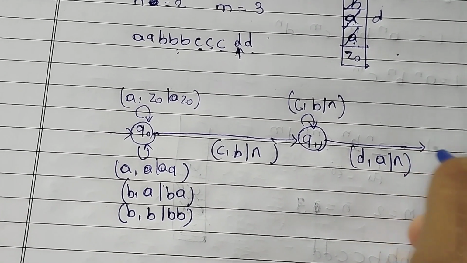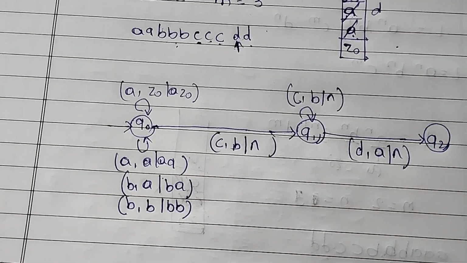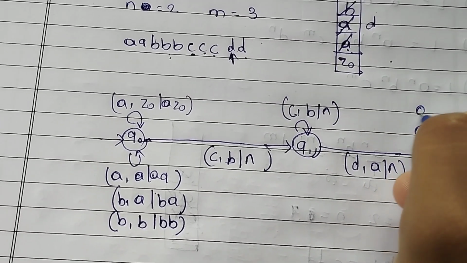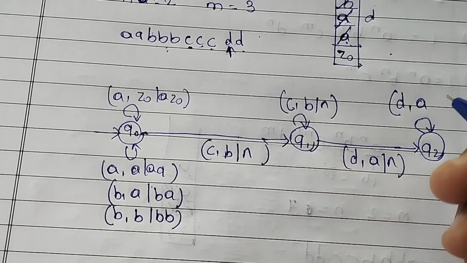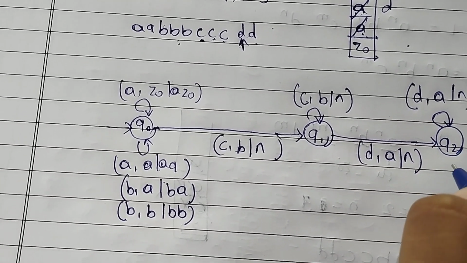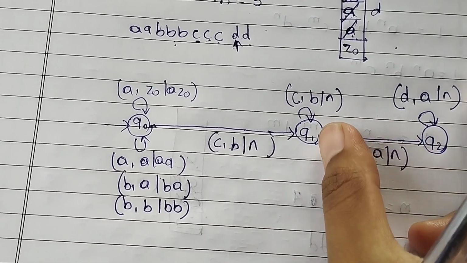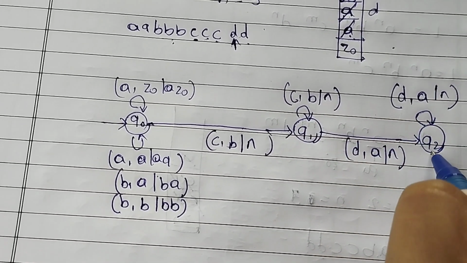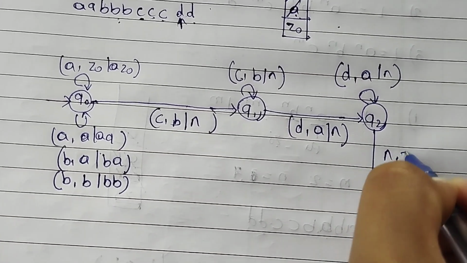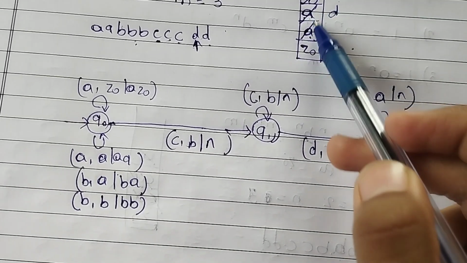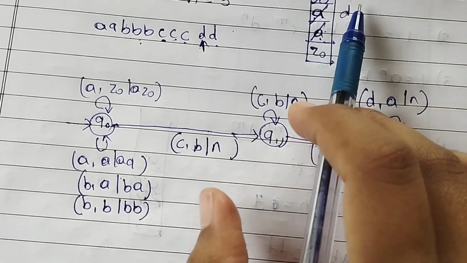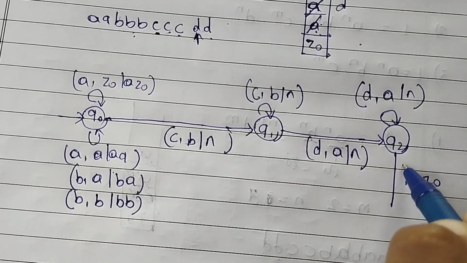So now Q2 state. Here also the same cycle repeats. Initially A is present, we read D and pop the symbol. And in this way we complete all the symbols. And now we read null. Initially Z0 is present. When all these A's are popped, at that time only Z0 is present in the stack.